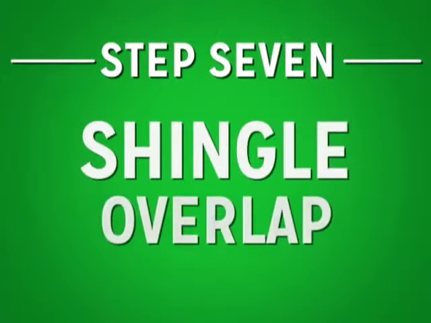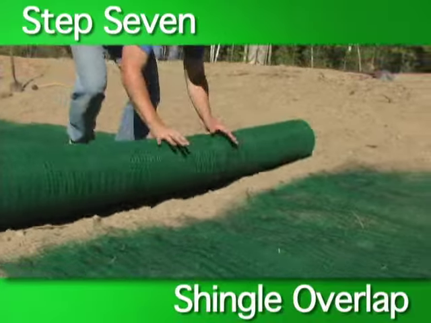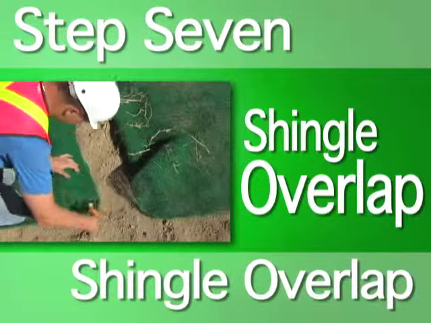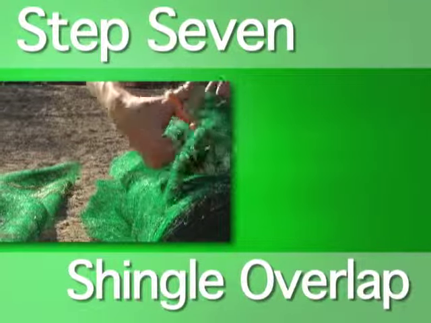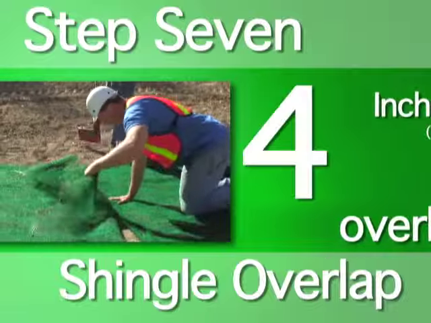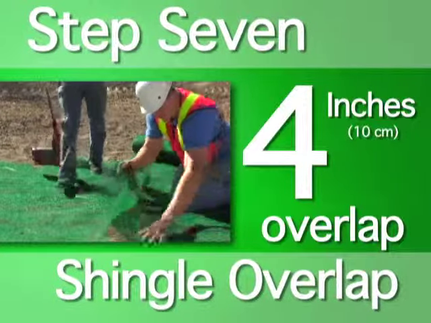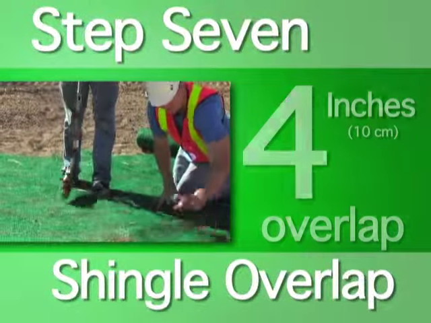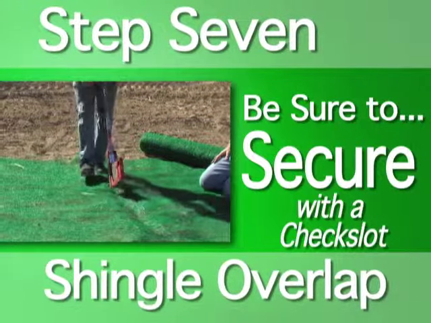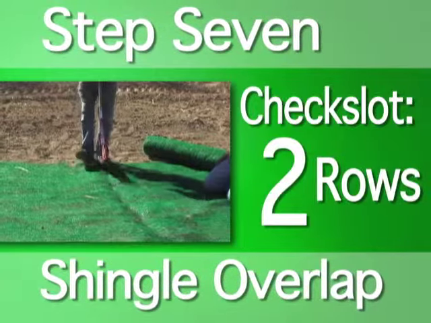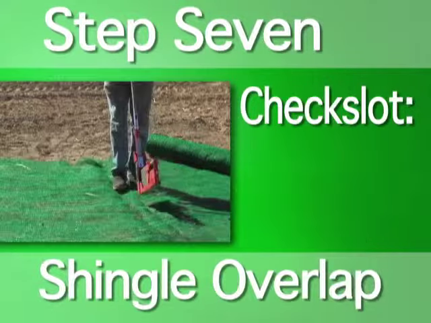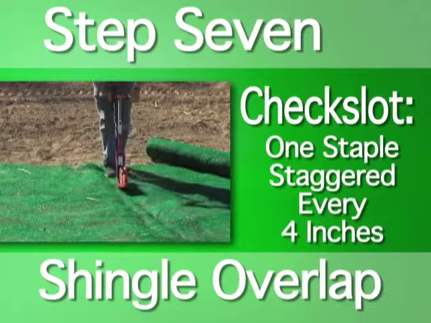Step 7. Shingle overlap. When one RECP ends, you must shingle overlap the new roll. A shingle overlap is made by placing the upstream product over the downstream product. There should be 4 inches of overlap between the upstream and downstream product. Shingle overlaps should be secured with a check slot. A check slot is made by installing 2 rows of staples across the width of the product. Staples should be staggered and spaced 4 inches apart.